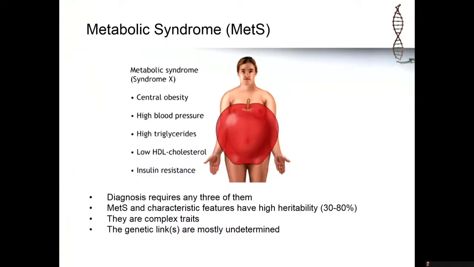So just as a reminder, the metabolic syndrome is really a collection of complex traits in itself, including central obesity, high blood pressure, high triglycerides, low HDL cholesterol, and insulin resistance. If you go to the doctor, any three of these will give you a clinical diagnosis of the metabolic syndrome. But all of these are complex traits, and they all have genetic and environmental components. But the genetic links that tie these correlated traits together are really unknown.